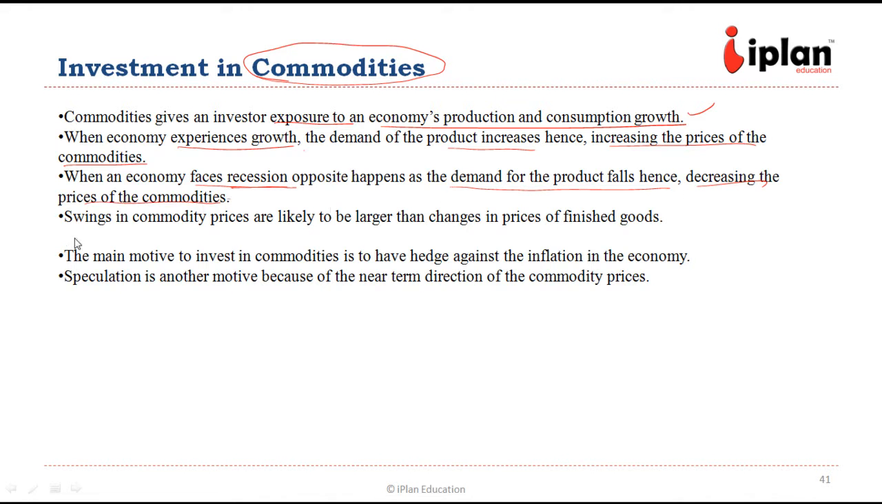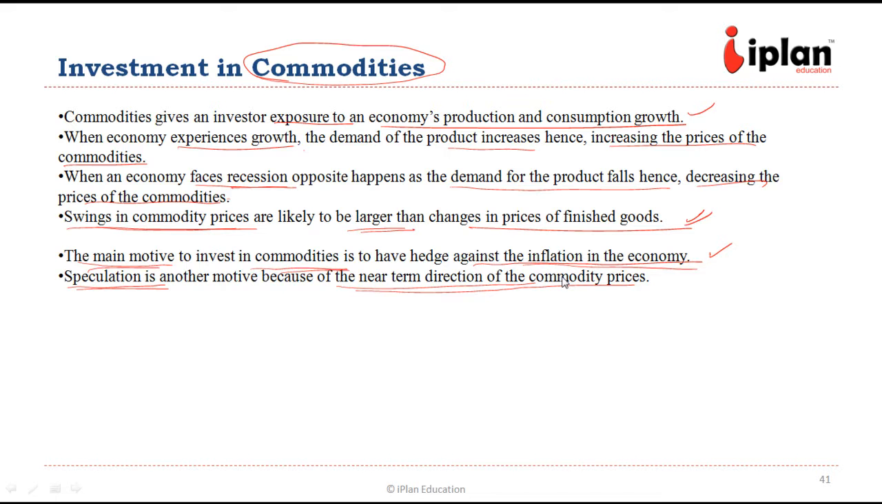So the swings in the commodity prices are generally related to the economic conditions, and these changes will be larger than changes in the price of finished goods. They are more volatile. The main motive to invest in commodities is to have a hedge against the inflation in the economy. As we have seen, the price of commodities will change as the economic conditions change. So it is a good hedge against inflation. Another motive could be speculation. Because of near-term expectations of the investors, they can invest in commodities.